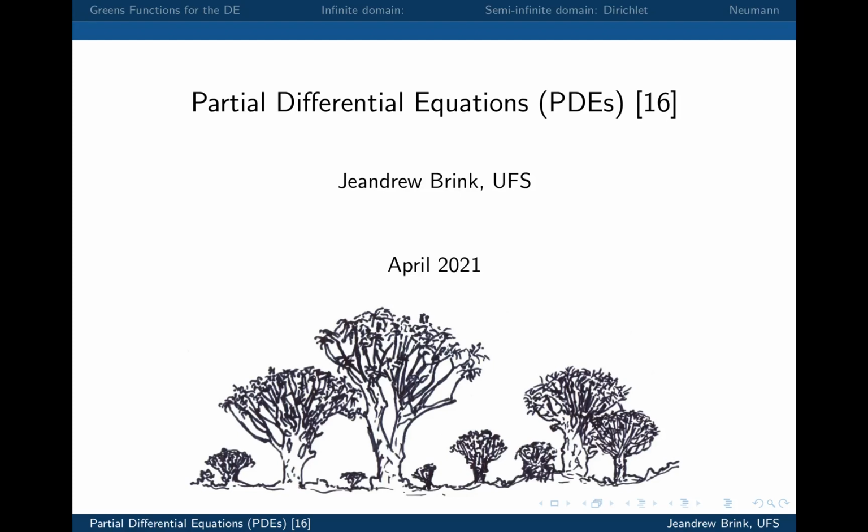Okay, welcome to PDEs lecture 16. Today we're going to go on with the heat equation in one dimension and look at how to write down the general solutions using Green's functions. And we're going to show you once again how the different boundary conditions actually lead to different Green's functions.